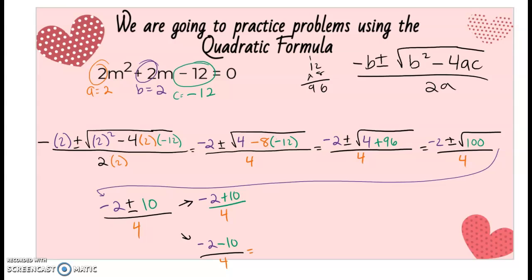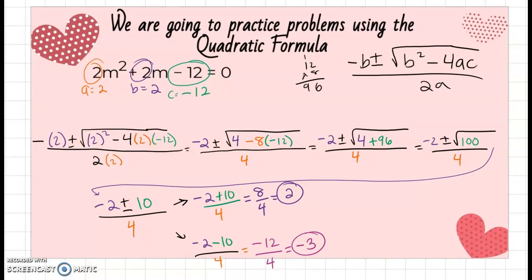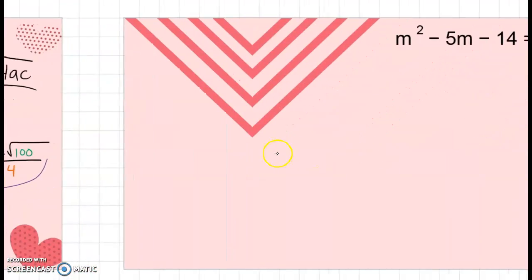So on top, negative 2 plus 10 is going to give me an 8, over 4. That actually can be reduced to a positive 2. Negative 2 and a negative 10 give me negative 12 over 4. Negative divided by positive is a negative. 12 divided by 4 is 3. Woo! All right. So those are our 2 possible answers, and that's where it's going to hit the x-axis. So let's do another one here for Valentine's Day week.